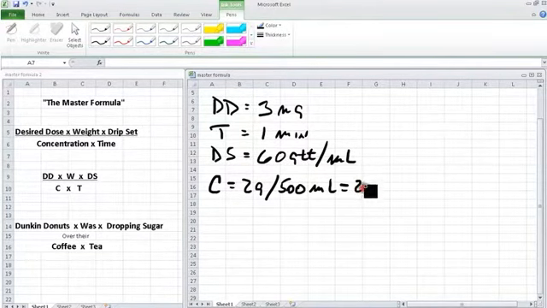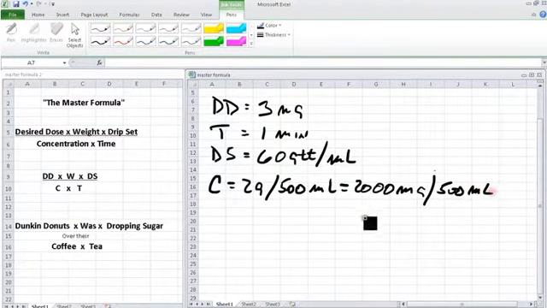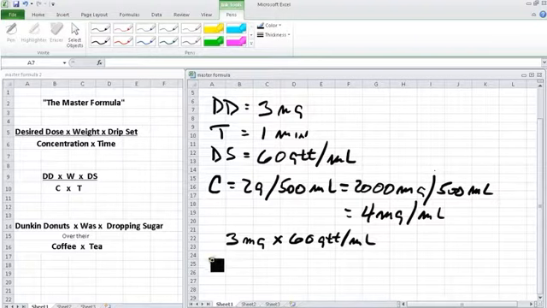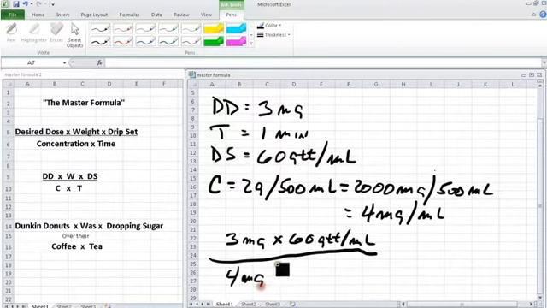So 2 grams is equal to 2,000 milligrams per 500, which is equal to 4 milligrams per ml. All right, so now that we have that, let's write out the information in the formula. The desired dose is 3 milligrams times 60 drops per milliliter divided by the 4 milligrams per milliliter, and that's times 1 minute.